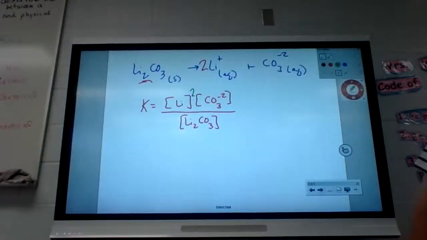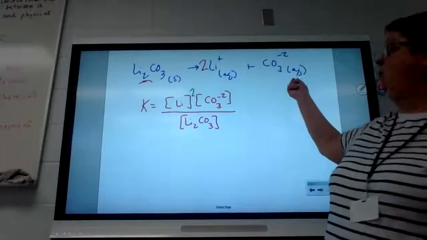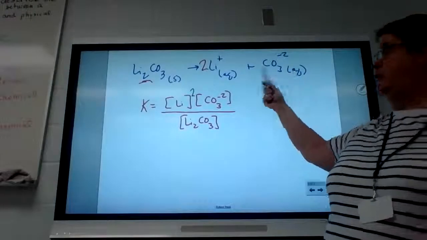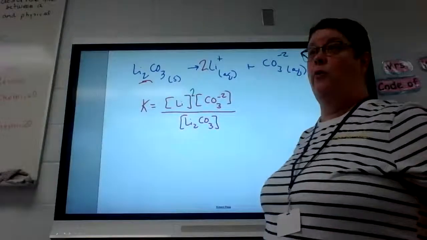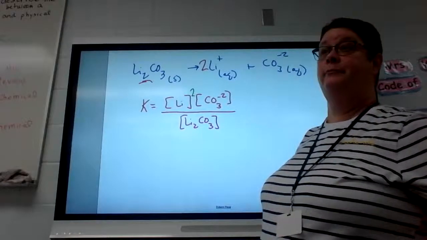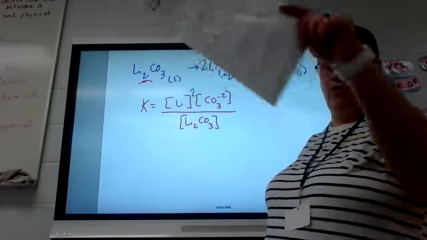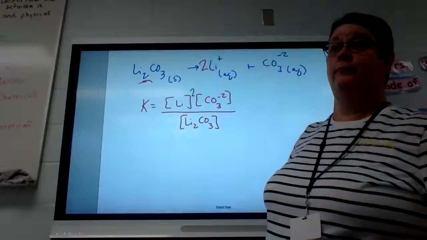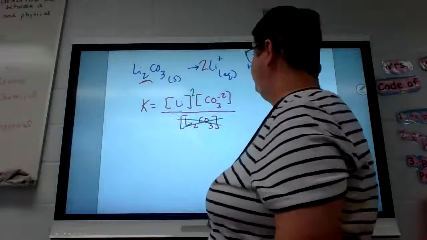Now, Annabelle, look at that equation. Tell me what state you have. Yes. That says AQ, not gas. Aqueous, and that's a solid. All right, which states cannot stay? Yes, and it's aqueous. Those do stay. Which ones cancel out? Solids and liquids. So this has to go.